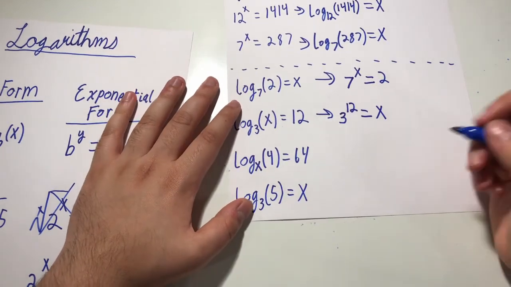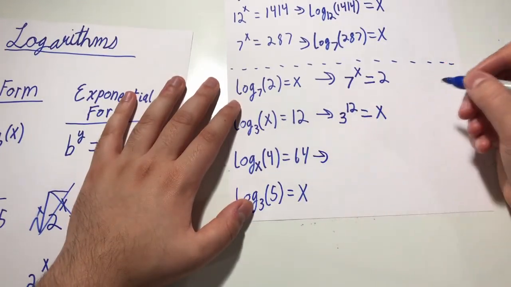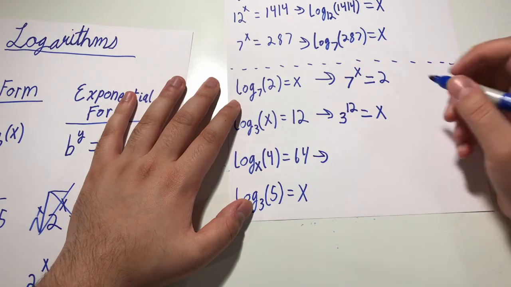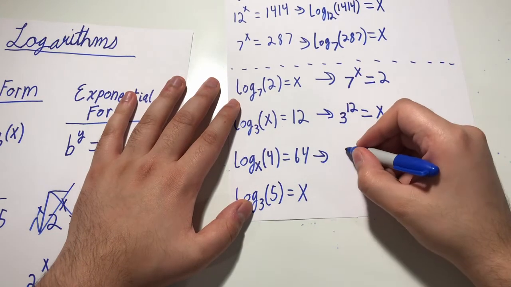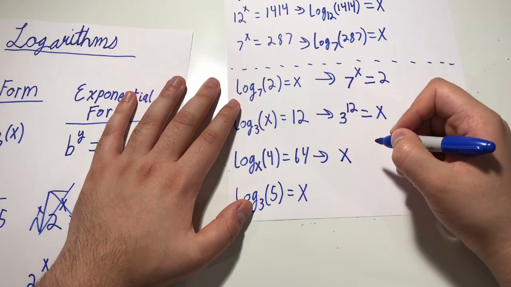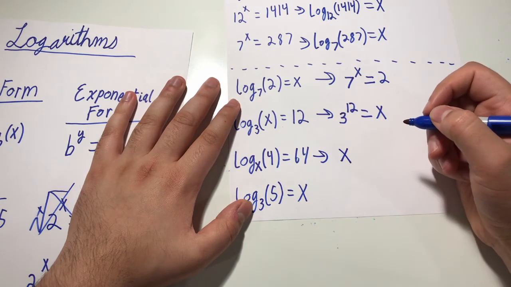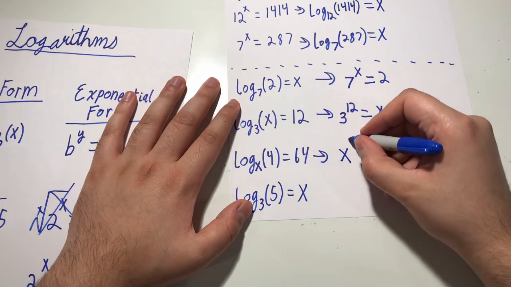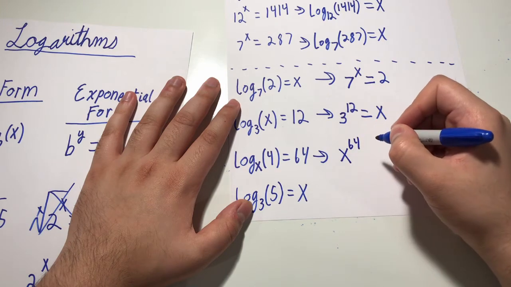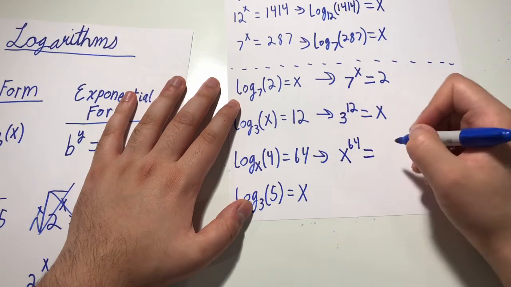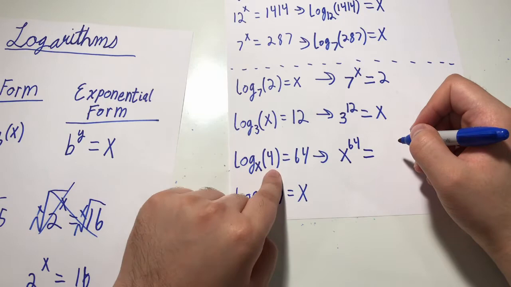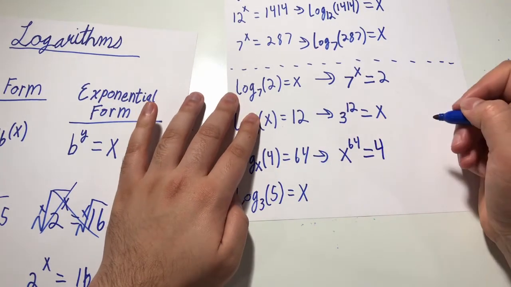Let's go here. What is the base of our logarithm here? Well, the base of the logarithm is x, so the base here should be x. What is our exponent? Well, the exponent should be 64. And what should the answer be? Whatever is in the logarithm, 4.